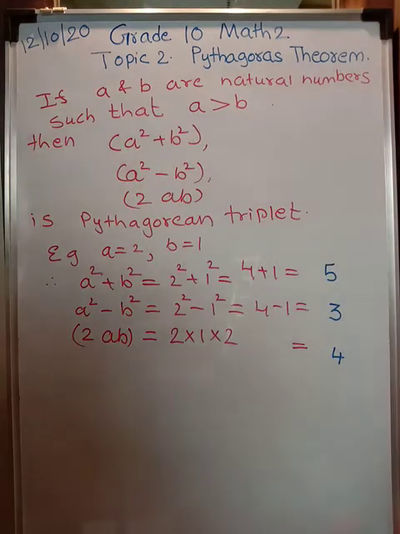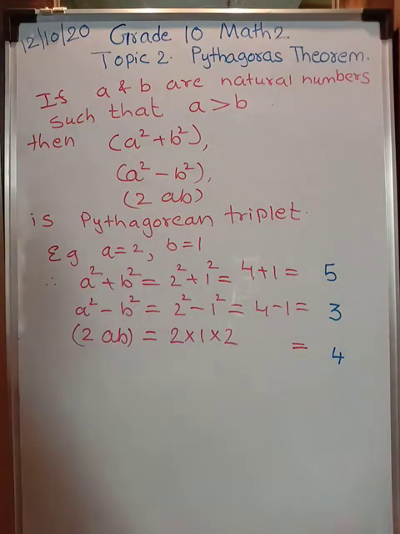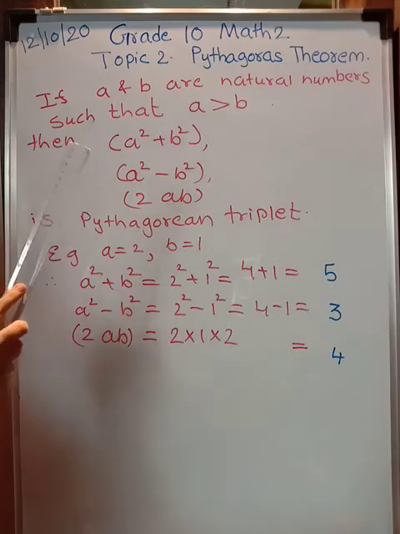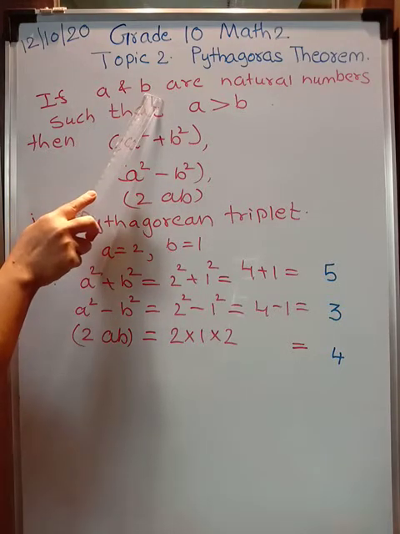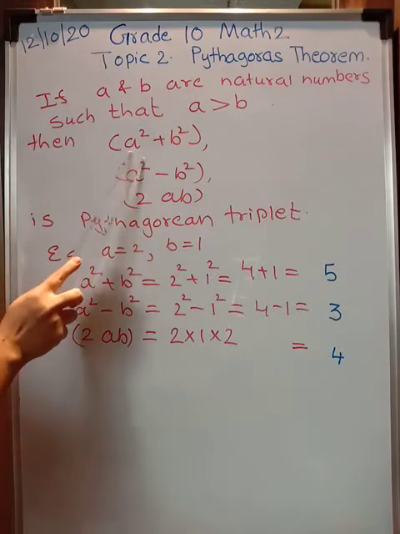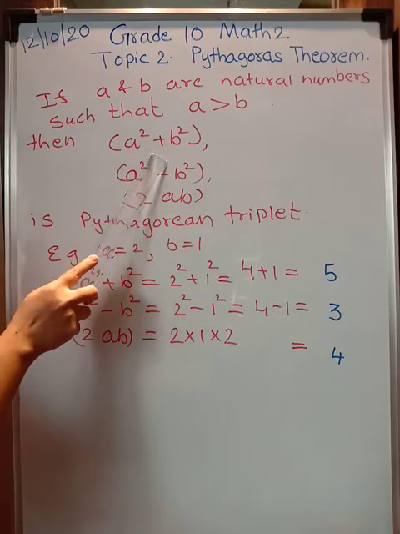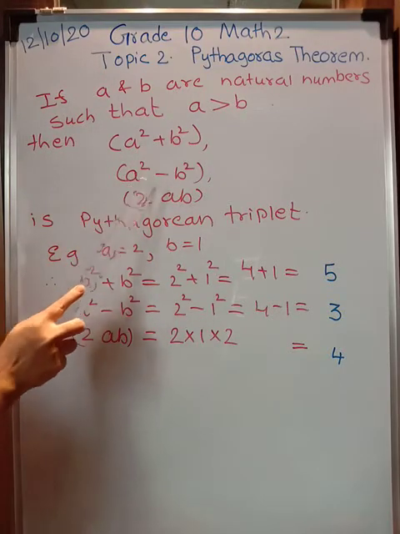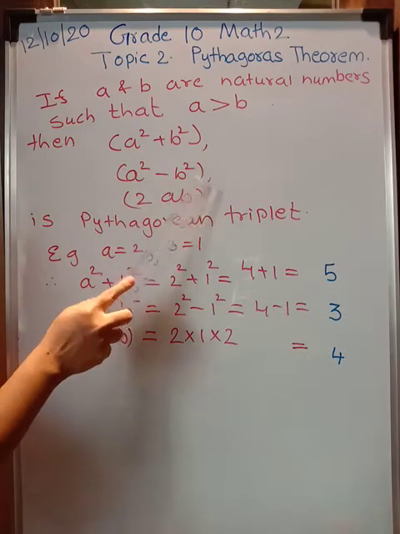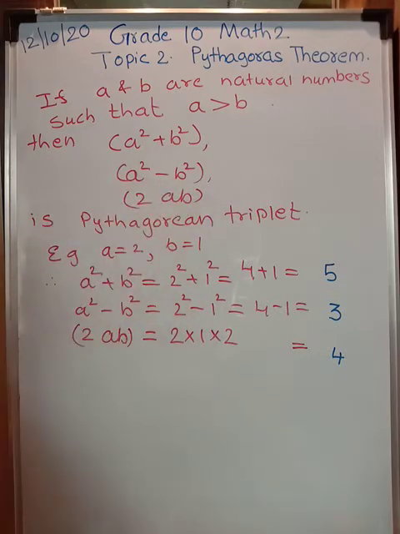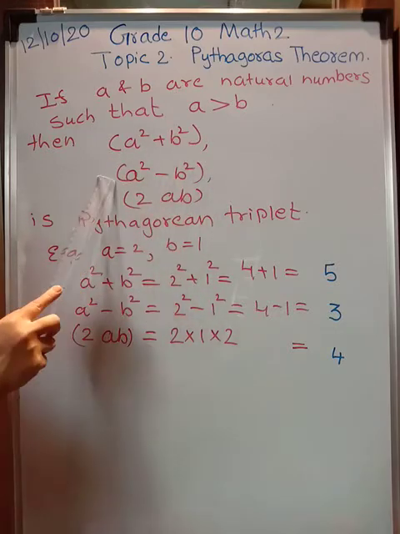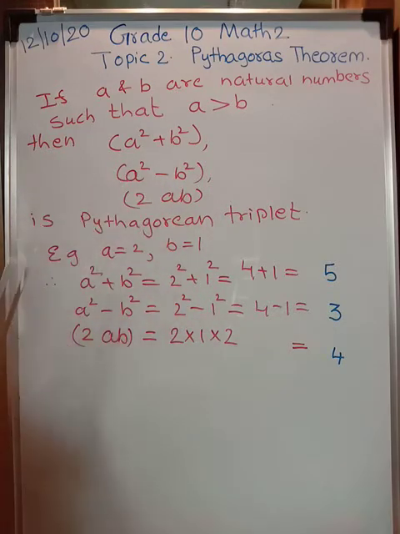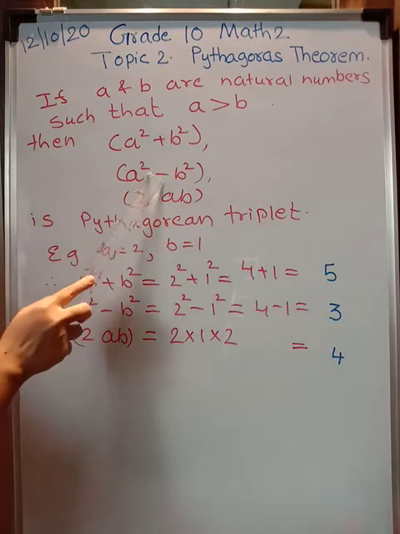Okay, first let us see which formula is given in your textbook. The textbook says that if A and B are natural numbers, but what is the condition? A should always be greater than B. Okay, then A square plus B square will give you one number from that triplet. A square minus B square will give you the second one and 2AB will give you the third one. Among these three, always A square minus B square will be the smallest. So let us check. These three will form a Pythagorean triplet.